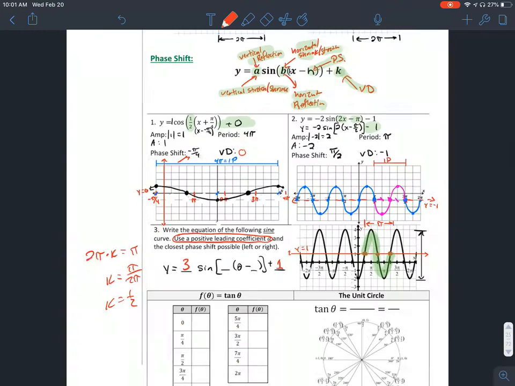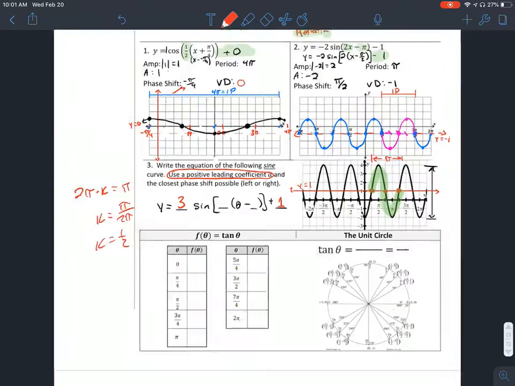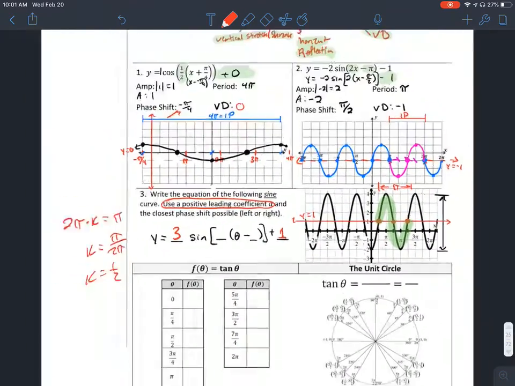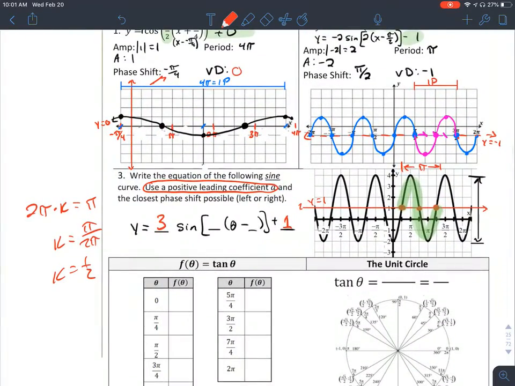So that means, are we using k for this? I'm sorry, we're using b for this, not a k. And I just did that backwards. My apologies. It's a snow day. Since the period got cut in half, that means this is going to be a 2.